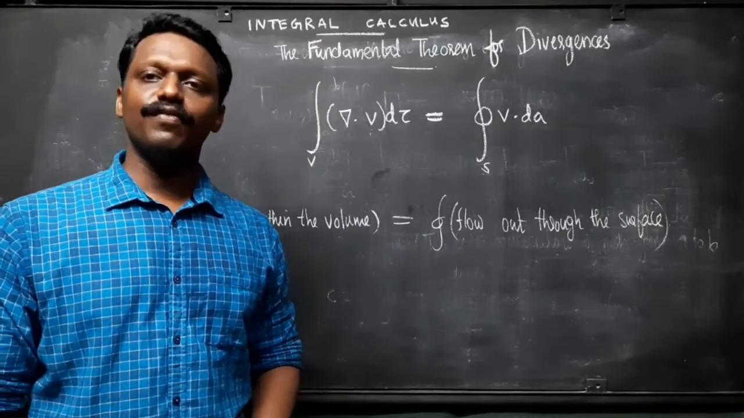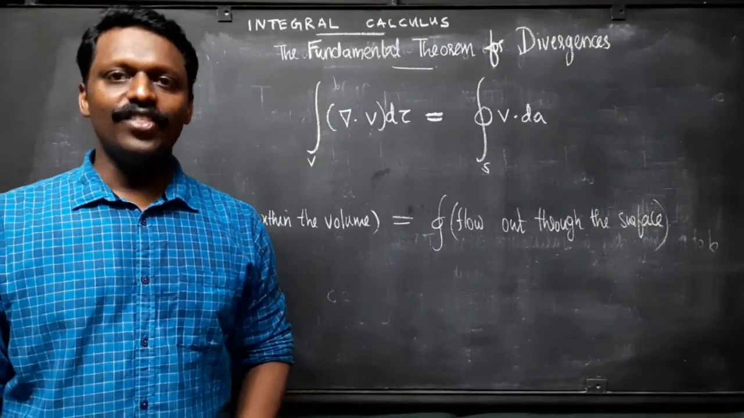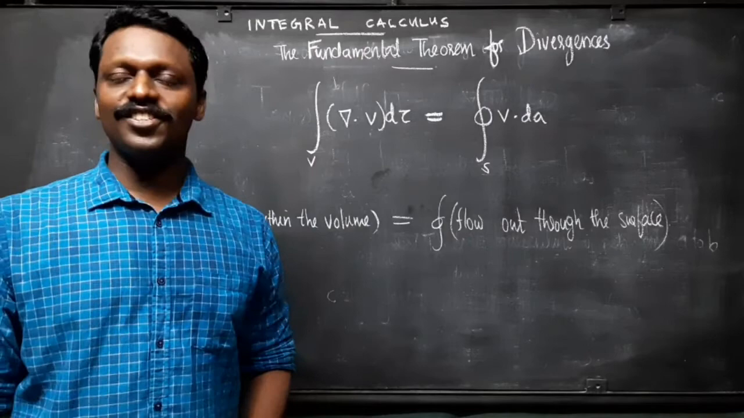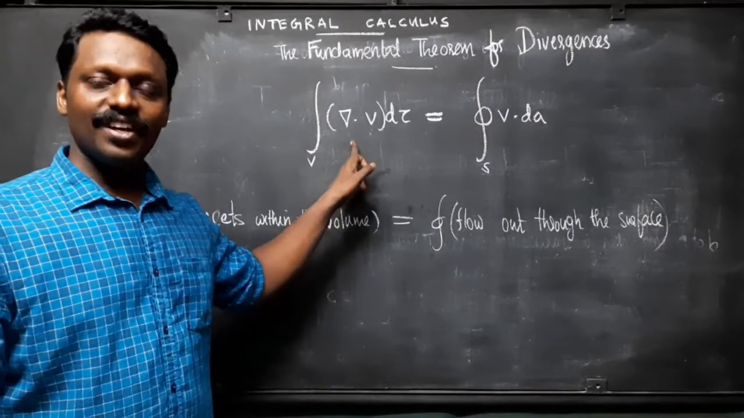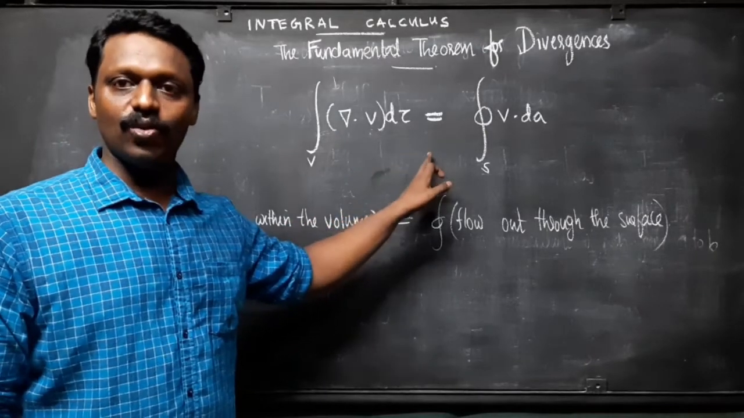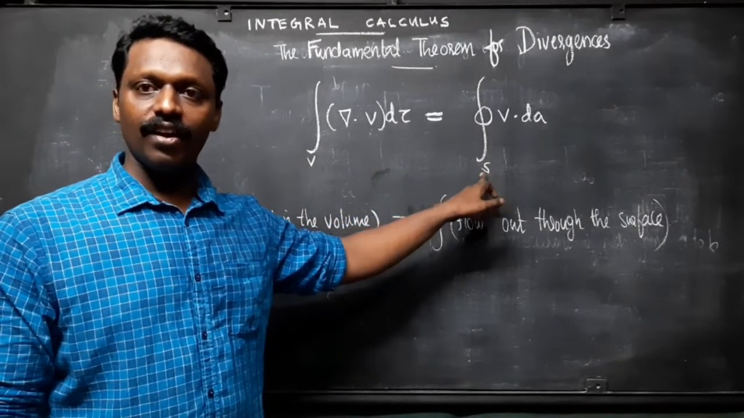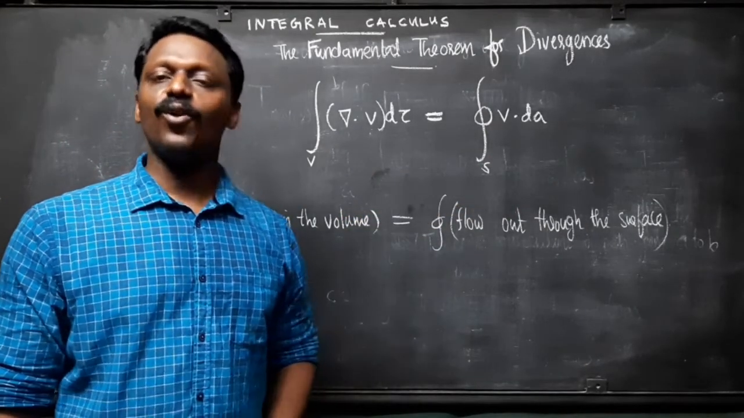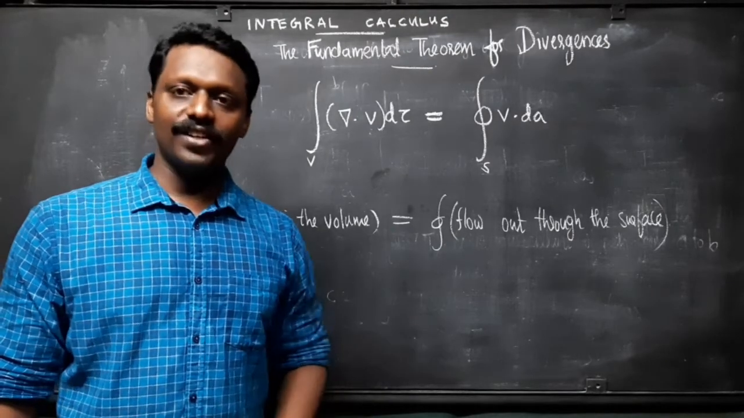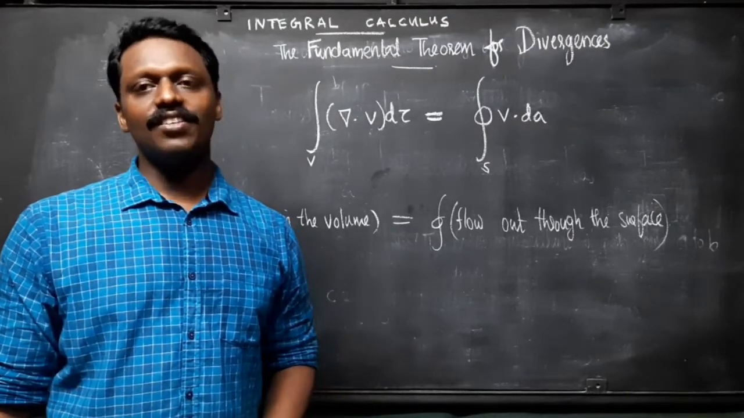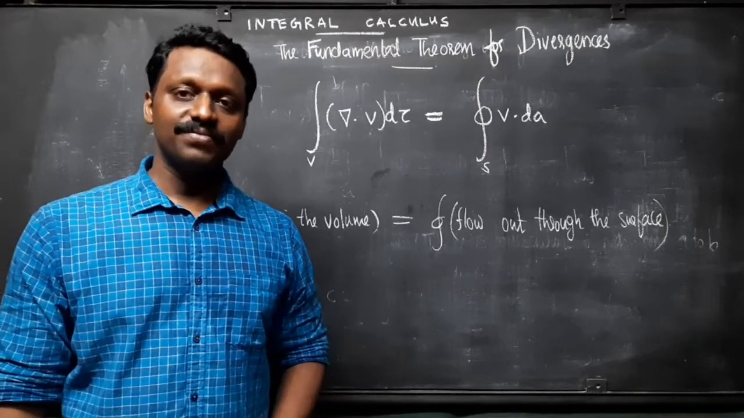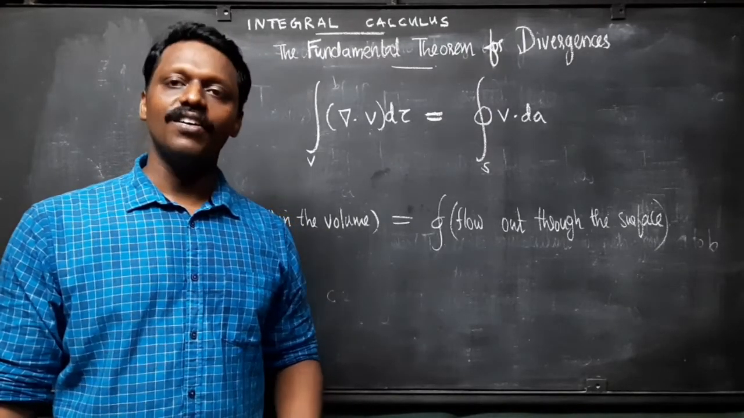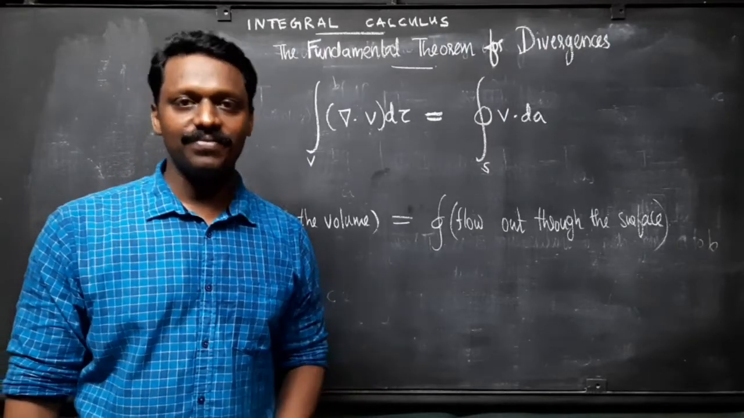The fundamental theorem for divergences. The fundamental theorem for divergences states that the volume integral of del dot v d tau is equal to the surface integral of v dot dA over a closed surface. Because of its great importance, this theorem has special names: Gauss's divergence theorem, Green's theorem, or simply the divergence theorem.